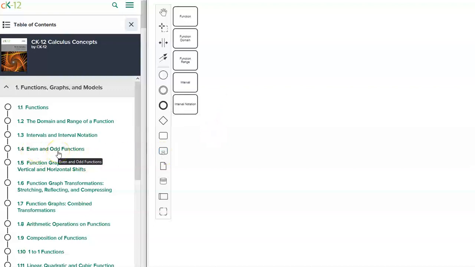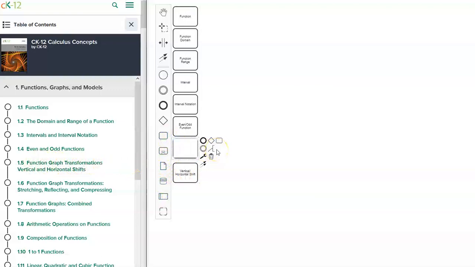Even and odd functions. Some functions are even, some functions are odd. Let's add that here. We'll just add that as one, even, odd function. Function graph transformations. Vertical and horizontal shifts. Okay, so we can add the vertical or horizontal shift, and then the function graph transformation.